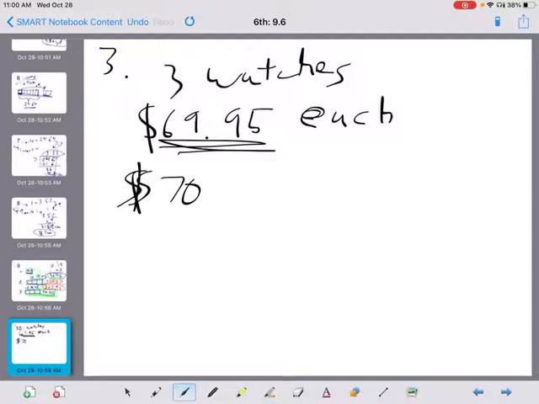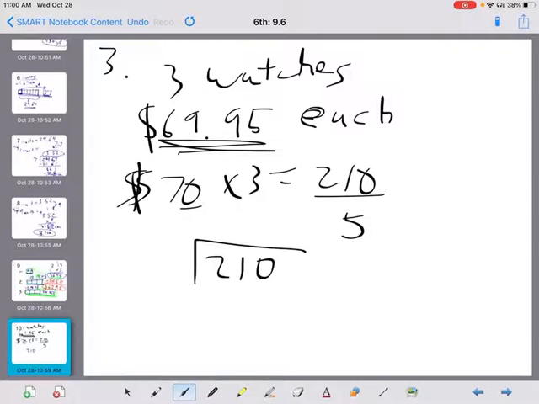And if she's buying 3 watches, then we have to do what? Multiplication or division? Yes, multiplication. 70 times 3, well, 7 times 3 is 21. Add the 0 at the end. 210. Well, we've got 210. You're estimating how many $5 bills. What's the least number of $5 bills that we'd have? So we have to do this and divide by 5.